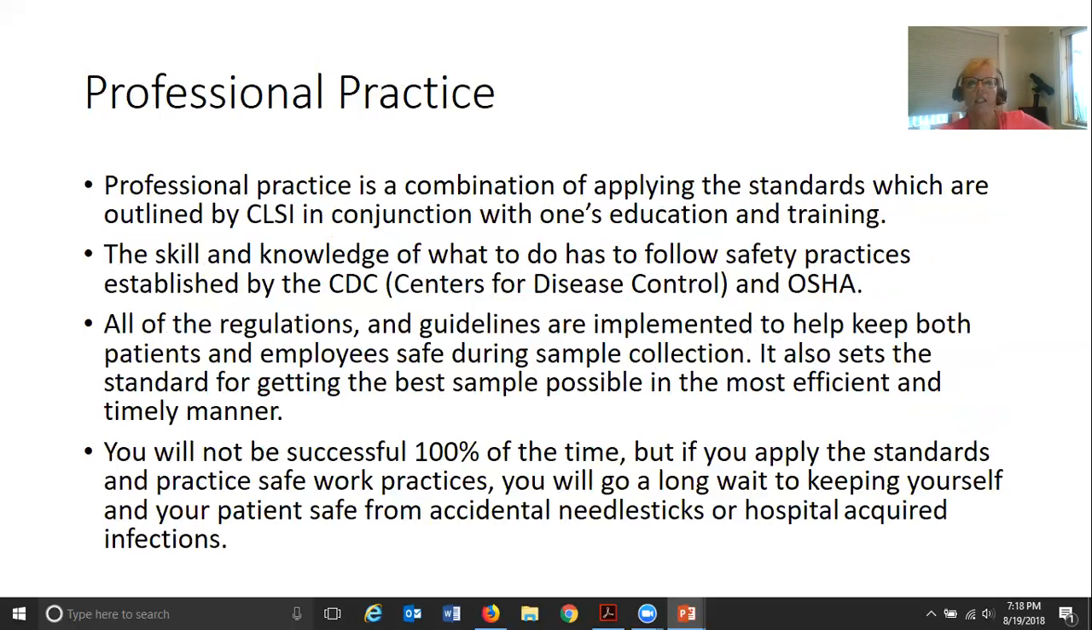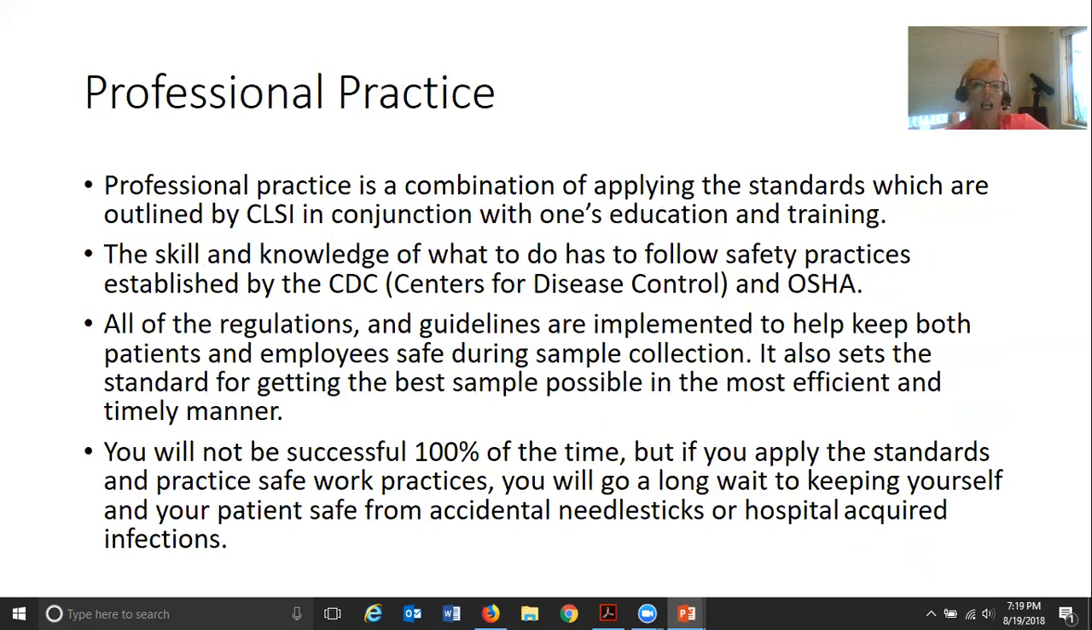Okay, professional practice. This is what you do. It's a combination of applying the standards in accordance with your education and training according to the job that you are doing. So this means that you know the standards, you know when you wear your PPE, you know which piece of equipment to use for which job.